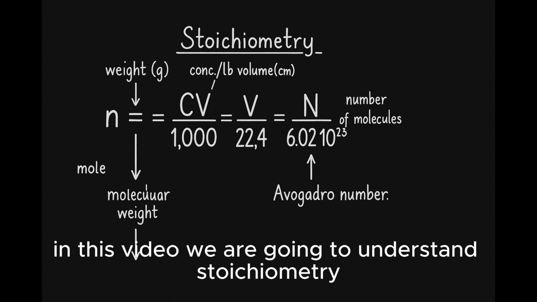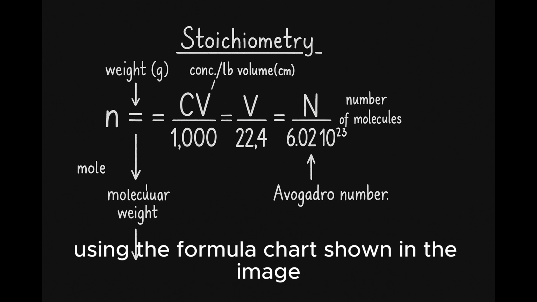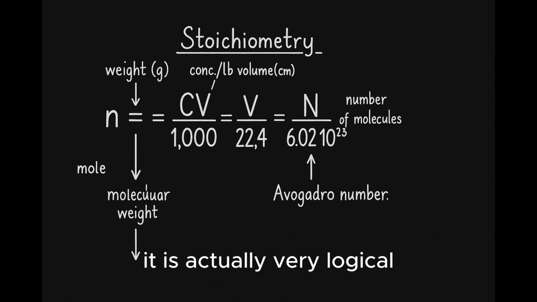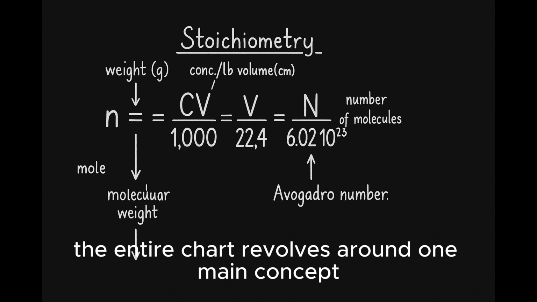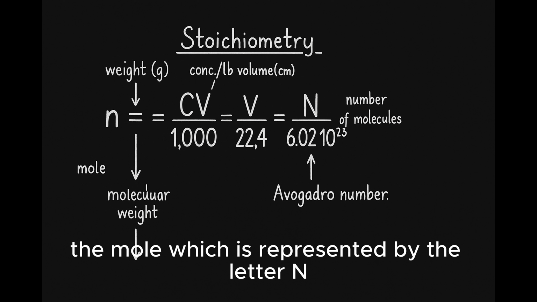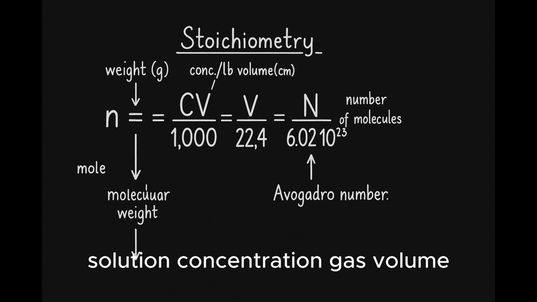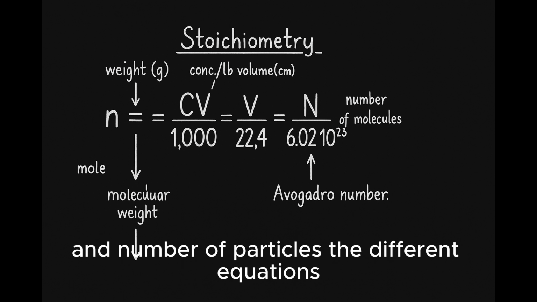In this video, we are going to understand stoichiometry using the formula chart shown in the image. At first glance, this formula may look complicated, but once you break it down, it is actually very logical. The entire chart revolves around one main concept, the mole, which is represented by the letter N. The mole is the central link between mass, solution concentration, gas volume, and number of particles.